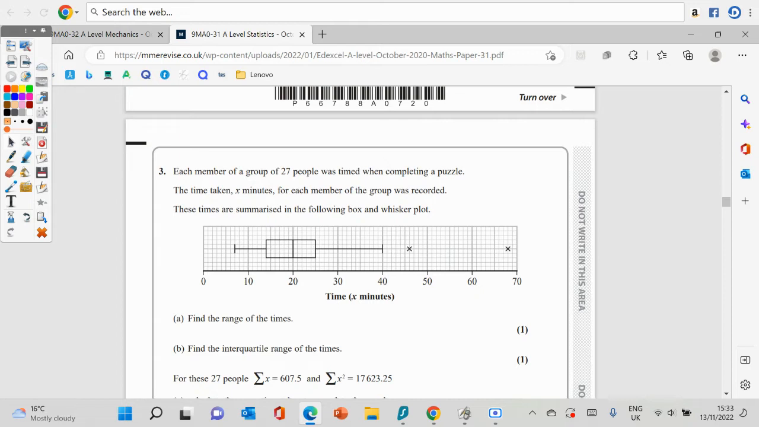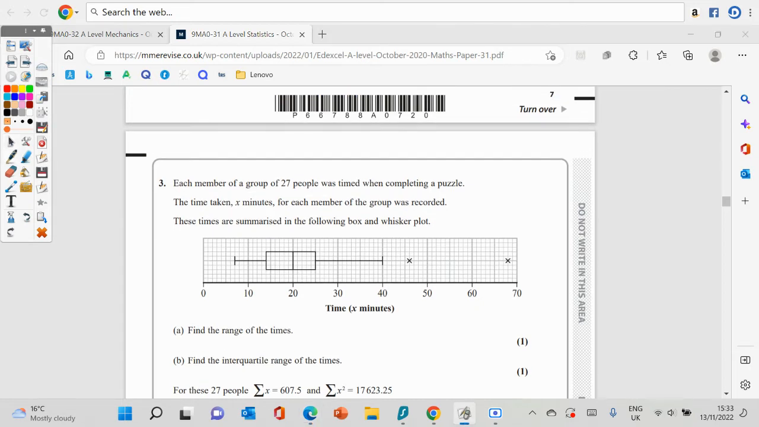So we want to find the range. Well, the range is pretty straightforward because we just need to make sure we can add up correctly. So I've got 68 over here. Let's make sure the pen's on. Yep, 68. The lowest value is 7. 68 minus 7 is 61. Nice and easy.